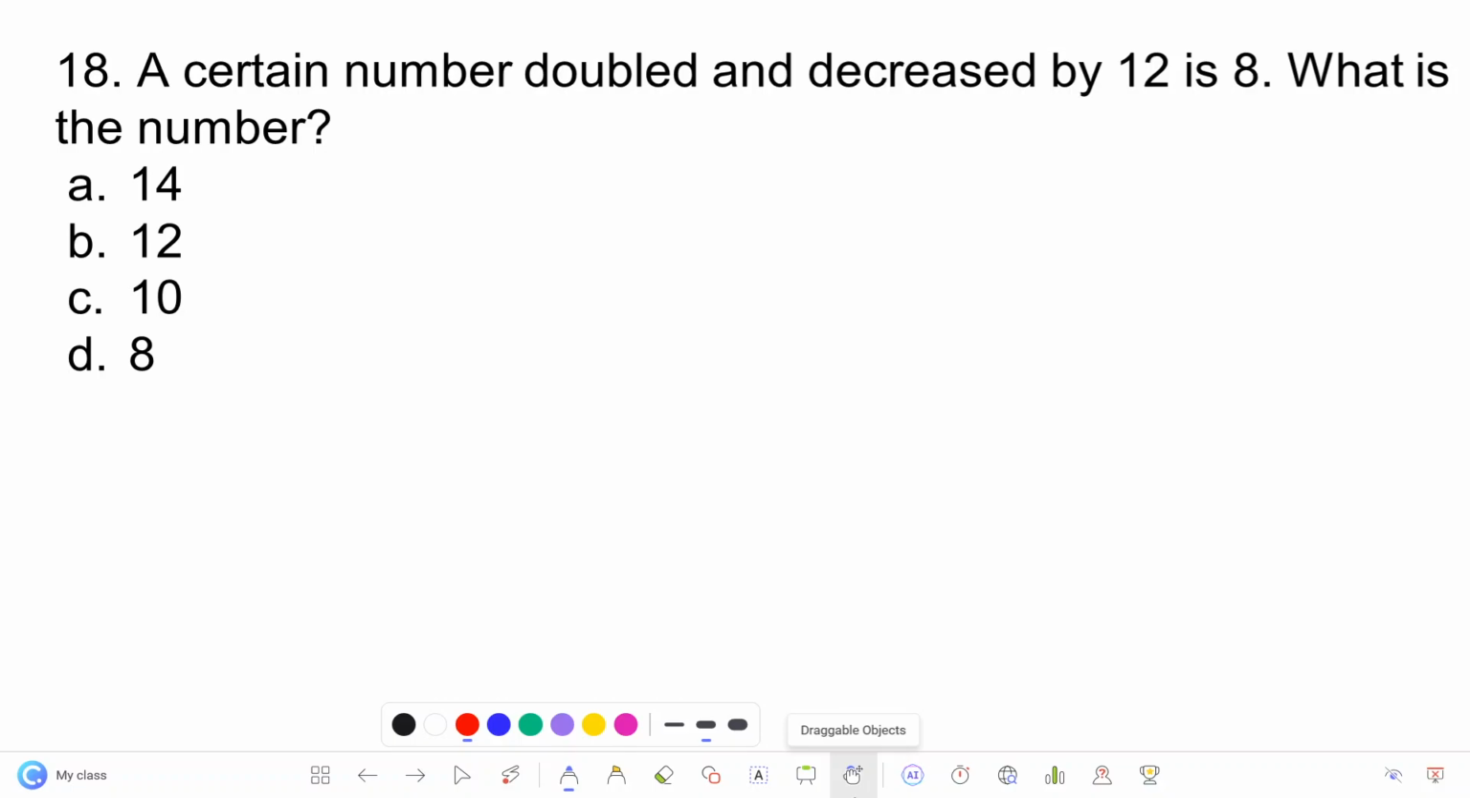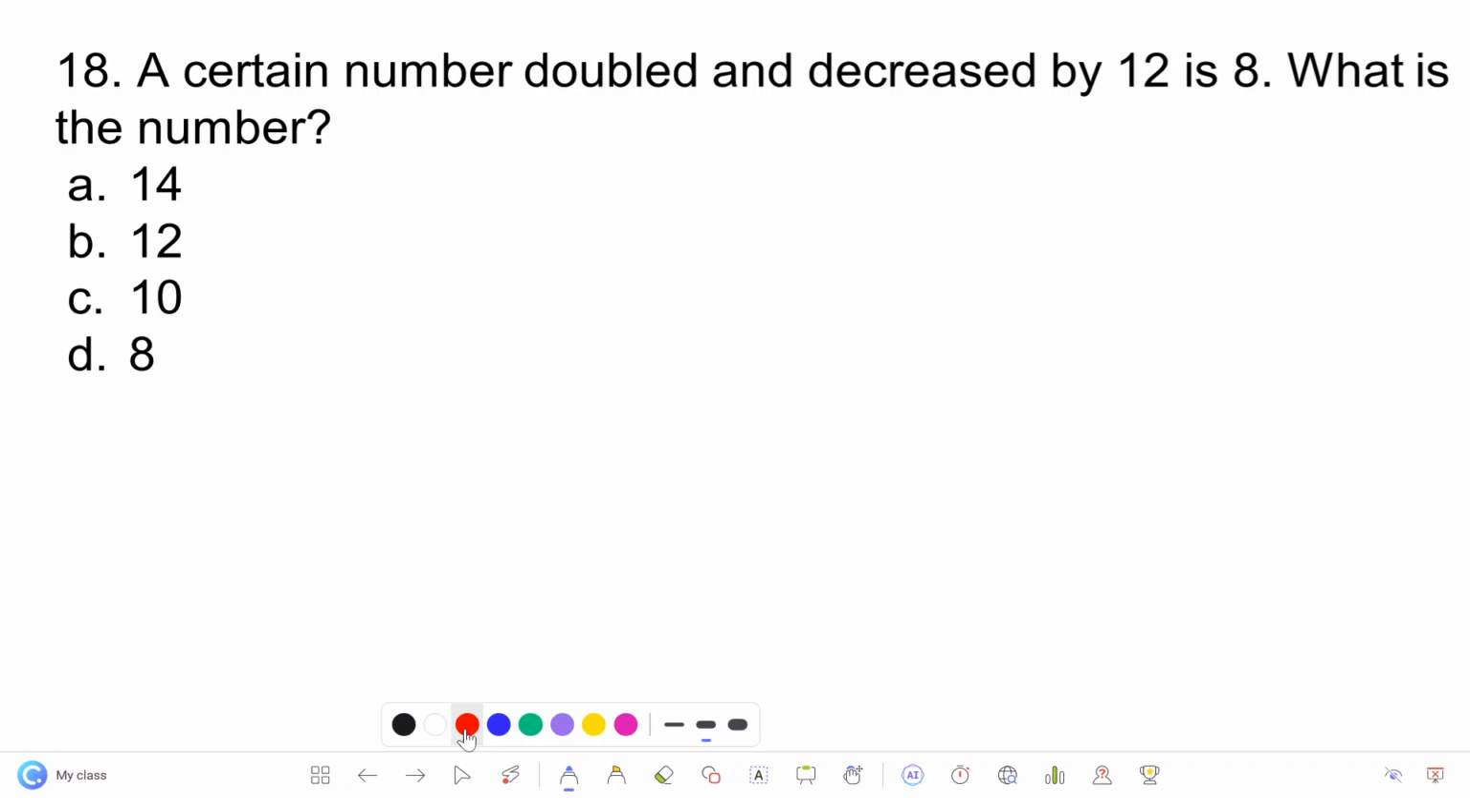So, number 18, a certain number doubled and decreased by 12 is 8. What is the number? Is it A, 14, B, 12, C, 10, or letter D, 8? Okay, so here, we have to, again, underline, encircle, and do the markings. This will help you arrive at the correct answer para po hindi kayo malito. Kasi kailangan po na natumbok ninyo kung ano ang mga given at ano ang hinahanap ng question. Hindi na po baling dugyot ang inyong test questionnaires. Ang importante po, tama yung sagot. At ang kailangan lang po na malinis ay yung scantron o yung answer sheets.